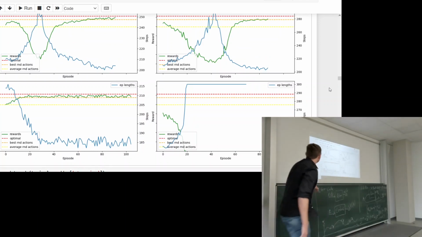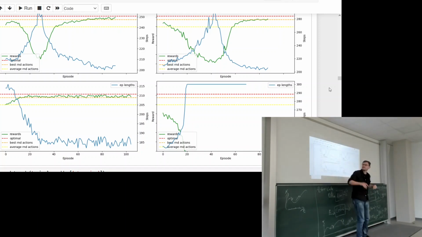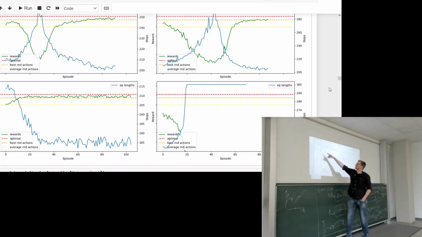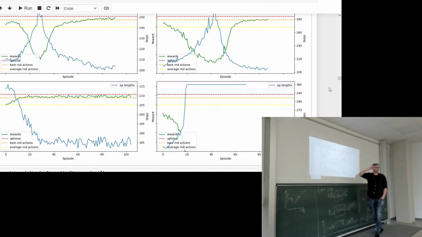So we have in red, the red line up here is the best available or the optimal computed reward that you could get out of that. Right, you see here the accumulated rewards on the left axis, and the number of steps on the right axis.